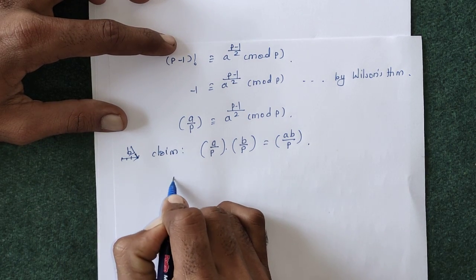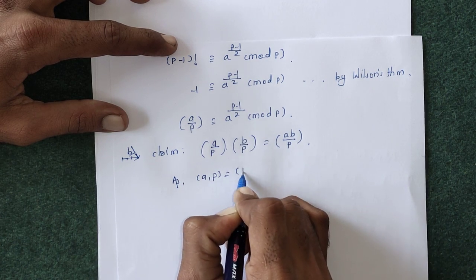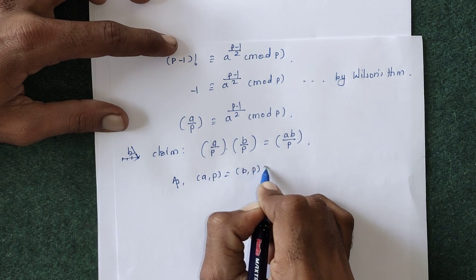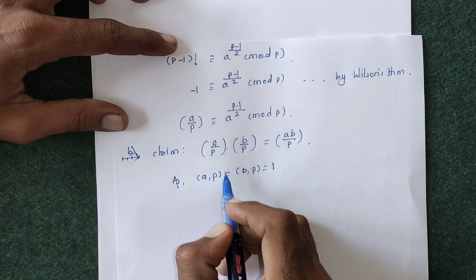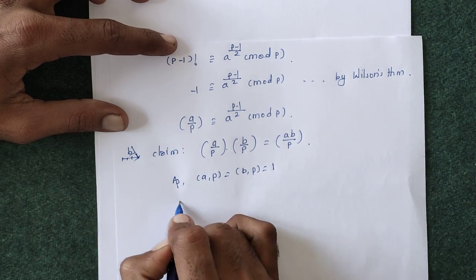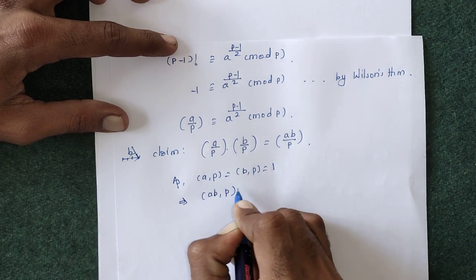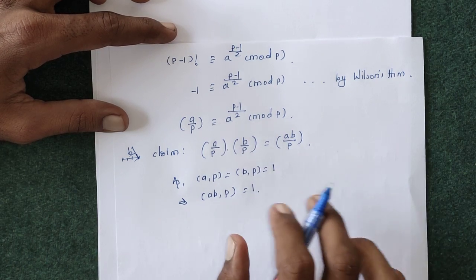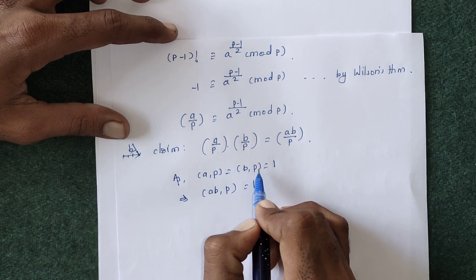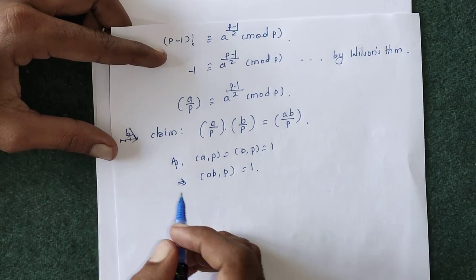So we have GCD of a and p equals 1, and GCD of b and p equals 1. We can use the result: if GCD of a and m is equal to GCD of b and m is equal to 1, then GCD of ab with m is equal to 1. That is, GCD of ab with p is equal to 1. Using that result, I can write here.